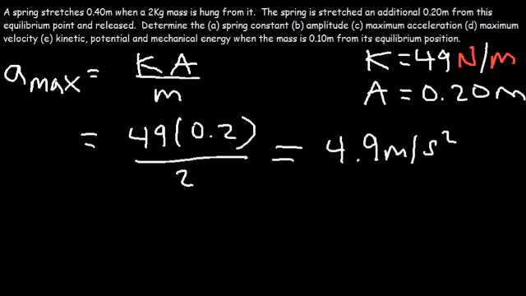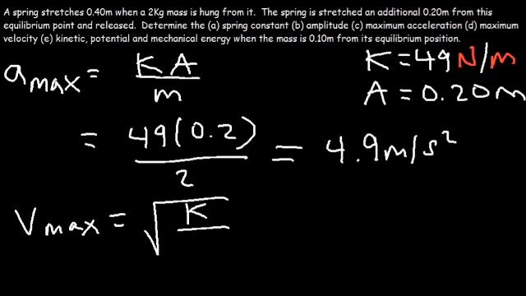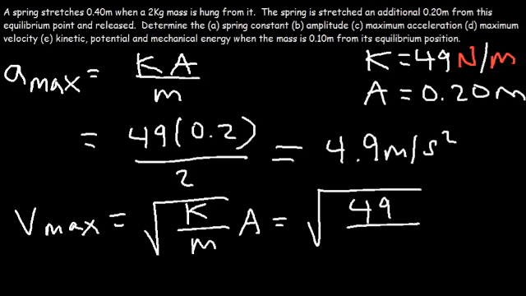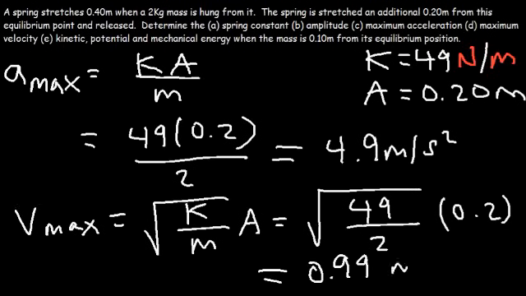Now what about D, the maximum velocity? The equation that we need for that is the square root of k divided by m, times A. 49 divided by 2 is 24.5, and the square root of that is about 4.95, times 0.2. That's about 0.99 meters per second.